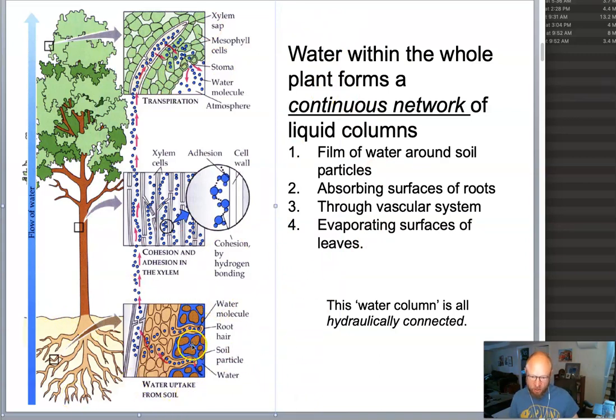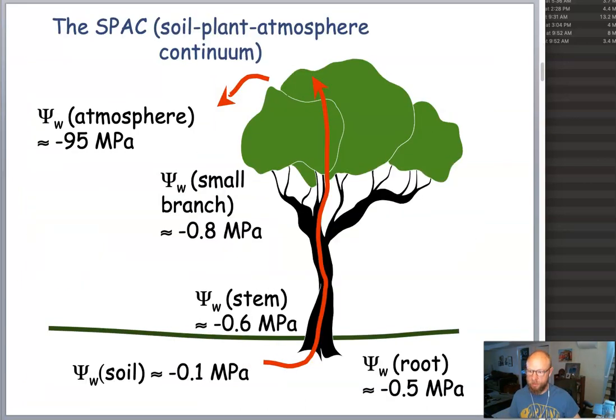Anyway, in this lower picture, you can see these soil particles with the water around them. That's where this continuous column begins. And from there all the way up into the leaf, where the liquid converts to vapor, it is all a continuous column of water. We refer to this as the soil plant atmospheric continuum, or the SPAC. So you'll see the SPAC referenced sometimes.